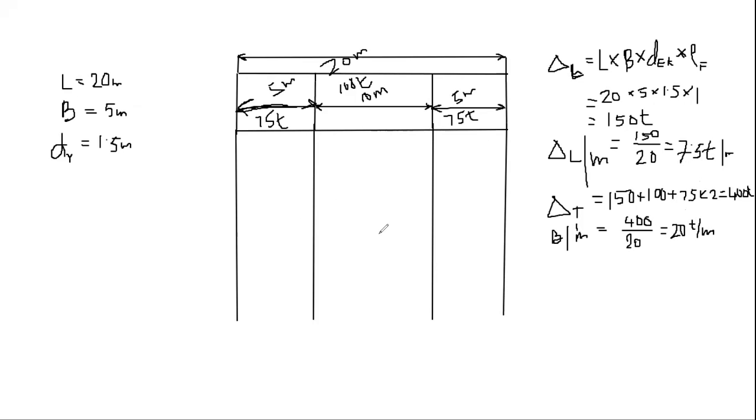Now the load, this is the weight distribution after the loading. If we consider this is A, this is B, this is C, and this is D. From A to B, we have added 75 tons. It means, from A to B, how much will be the mass per meter, this is mass per meter, from A to B.